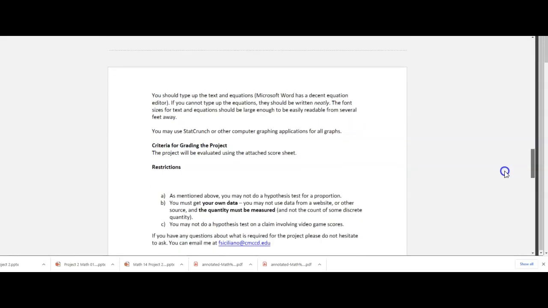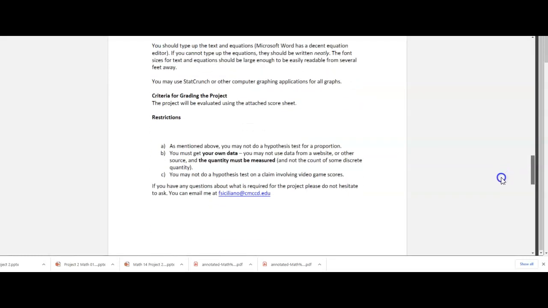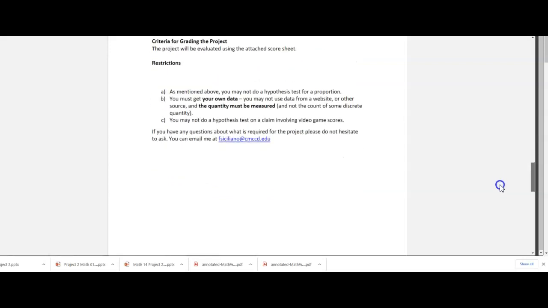Here's the criteria for grading the project. The project will be evaluated using the attached score sheet. Restrictions. A, as mentioned above, you may not do a hypothesis test for a proportion. B, you must get your own data. You may not use data from a website or other source, and the quantity must be measured, and not the count of some discrete quantity. C, you may not do a hypothesis test on a claim involving video game scores.